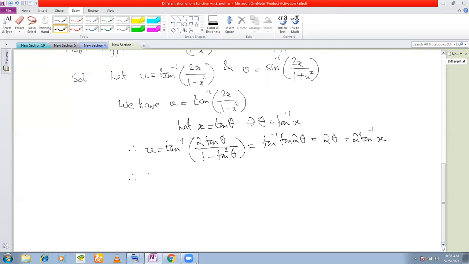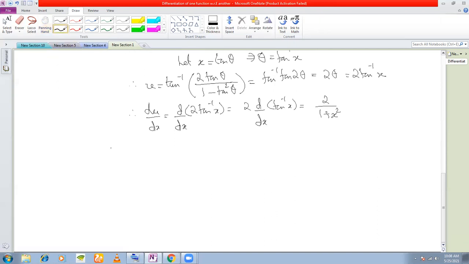So therefore what is du/dx? It is d/dx of 2 tan inverse x, right? Which is 2 d/dx of tan inverse x, which is 2 by 1 plus x square. So we have found du/dx. Now we shall proceed to find dv/dx.